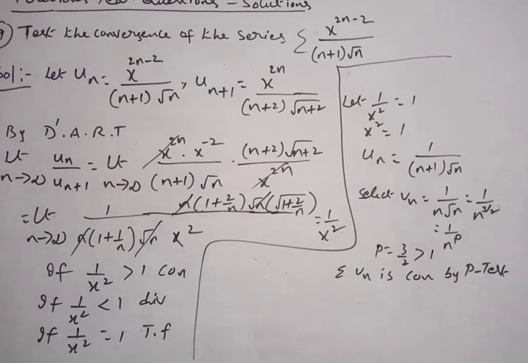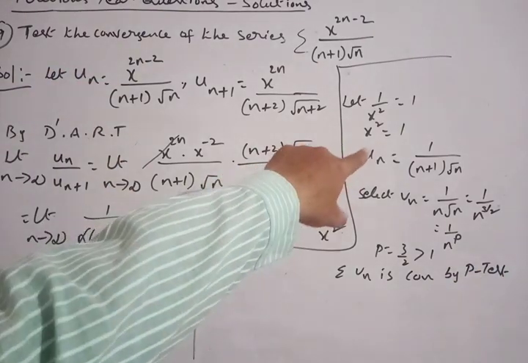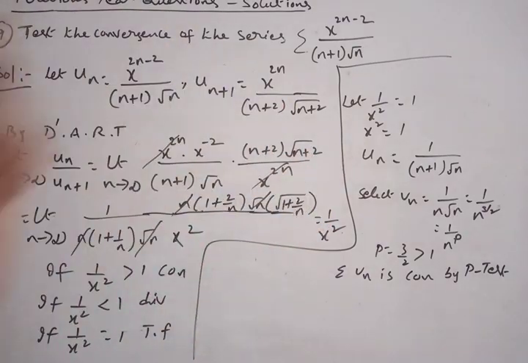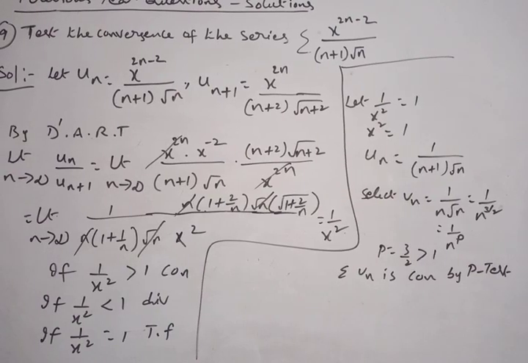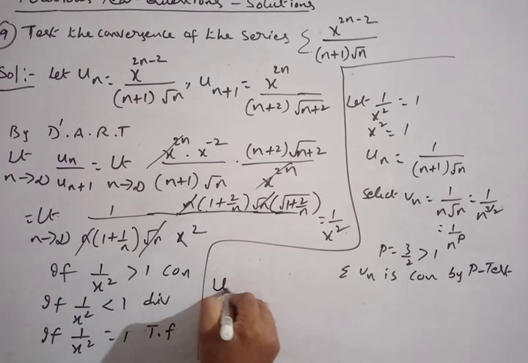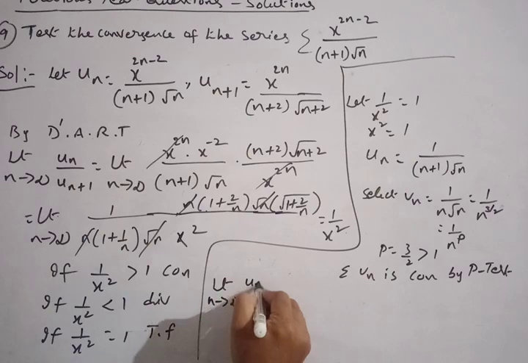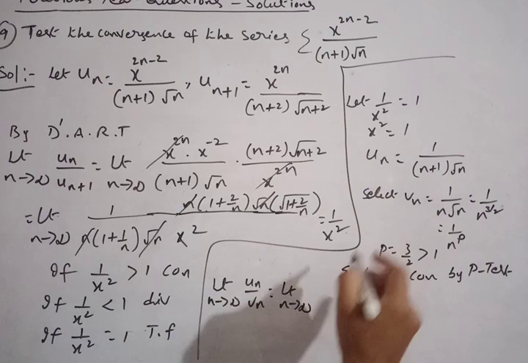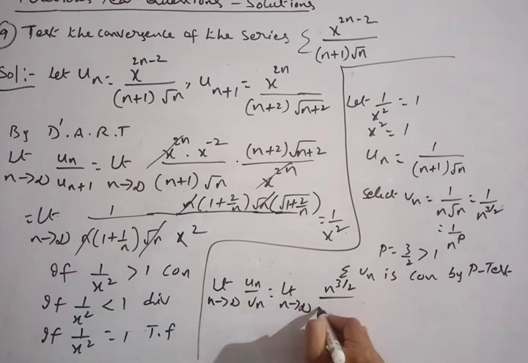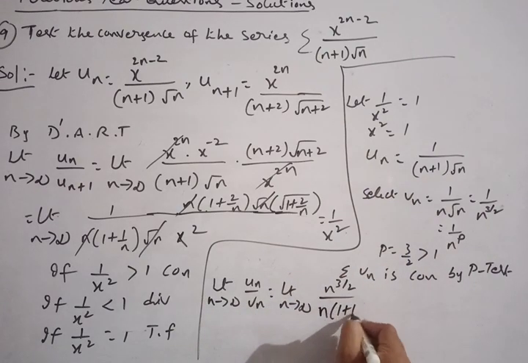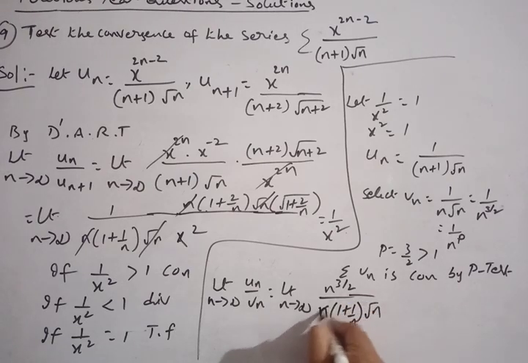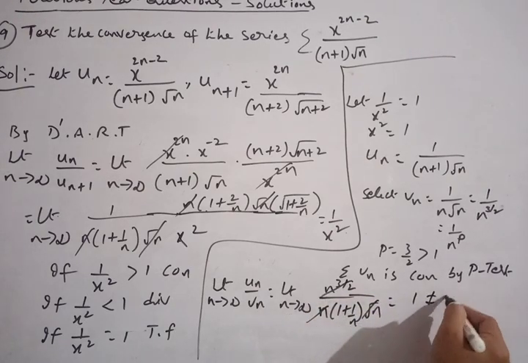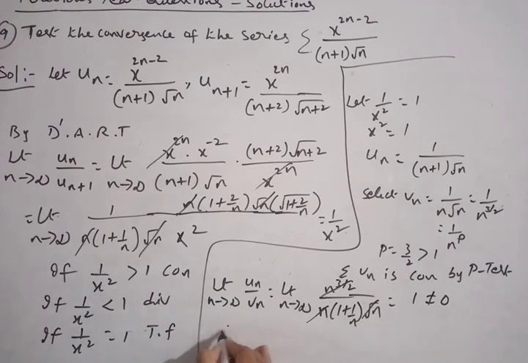See here, we started with the ratio test. After that we took the condition x square is equal to 1, then it is converted into comparison test. So in comparison test, what you have to find? Limit n tends to infinity un by vn. So limit n tends to infinity, n power 3 by 2 by 1 plus 1 by n root n. So this part root n got cancelled, limit is 1, not equal to 0. So therefore sigma un is convergent.